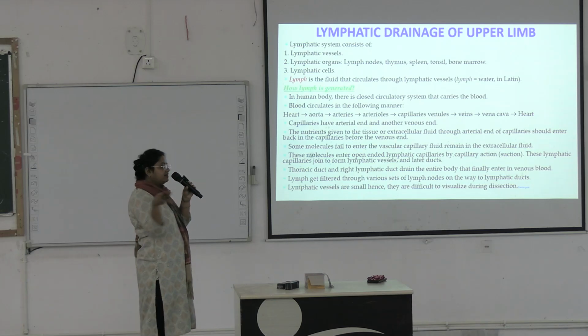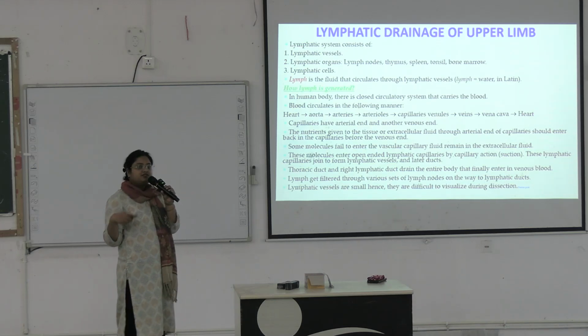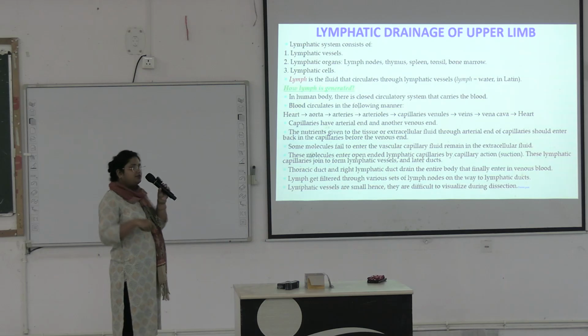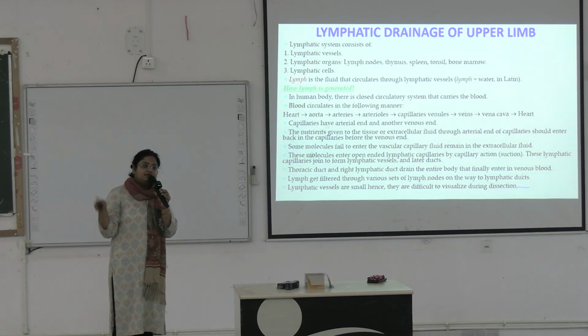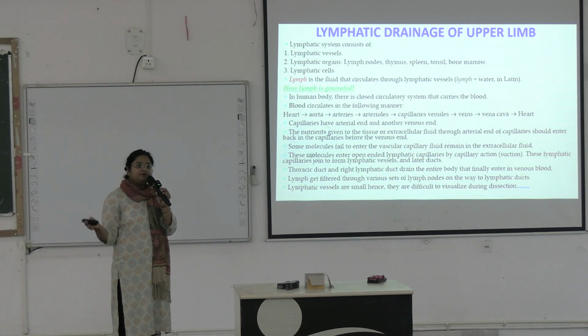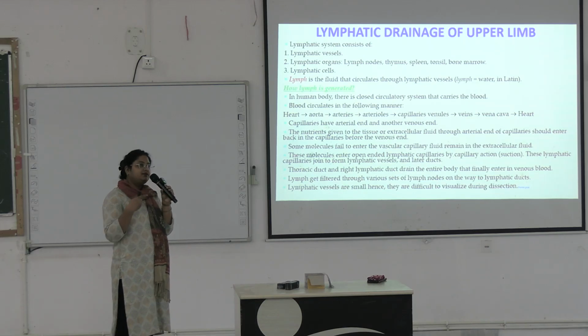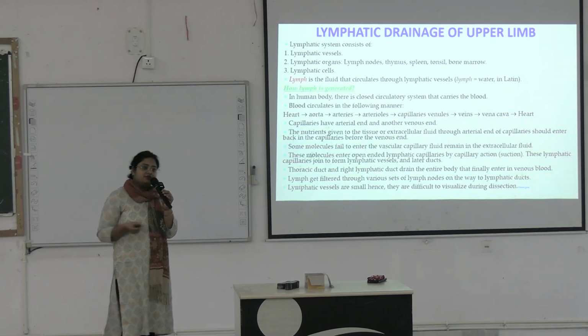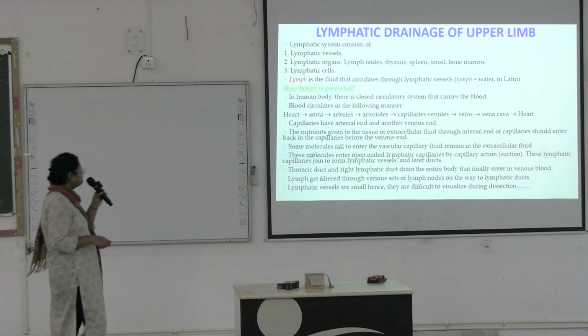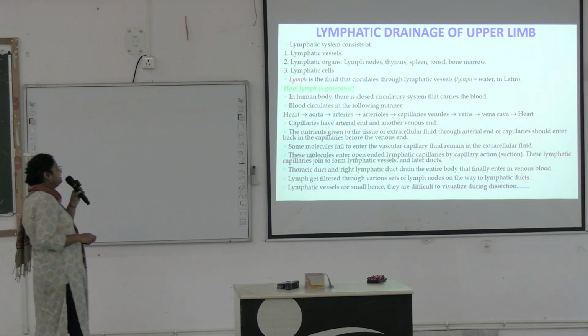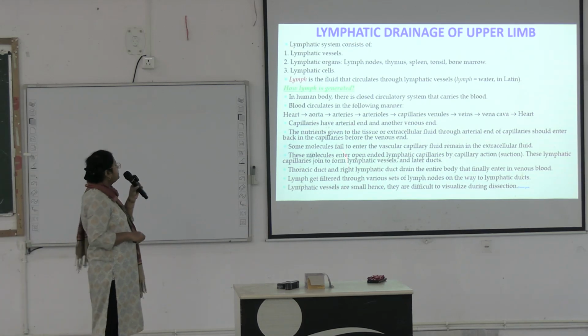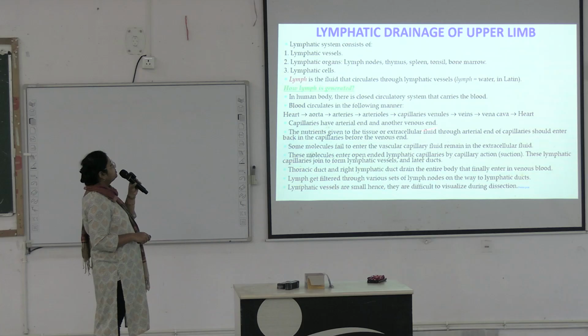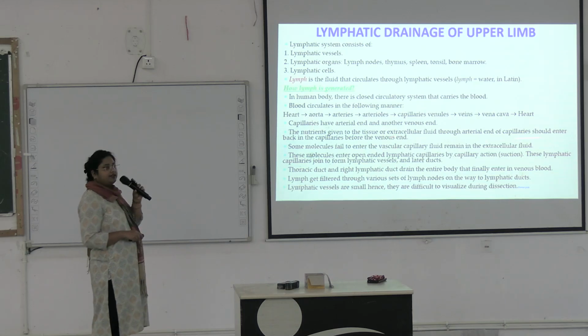Okay, so this is the circle of blood. Circulation is occurring like this. From the heart, it will go to pulmonary circulation, where there will be exchange of oxygen and carbon dioxide. Then it will again return to the heart, and from the heart again be pumped via the aorta to the body. So this is the circulatory cycle. Capillaries have an arterial end and a venous end. The nutrients given to the tissues or extracellular fluid through the arterial end of capillaries should enter back into the capillaries before the venous end.